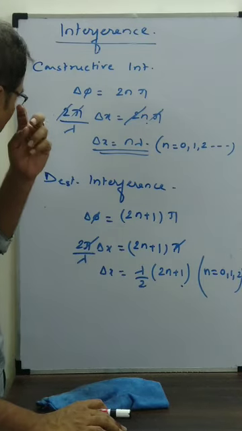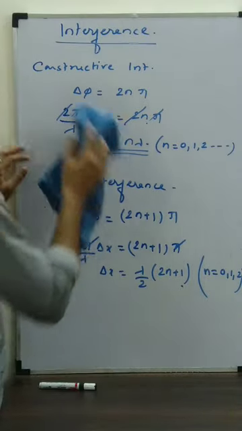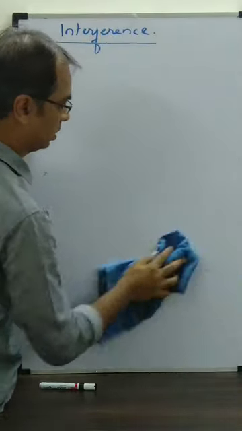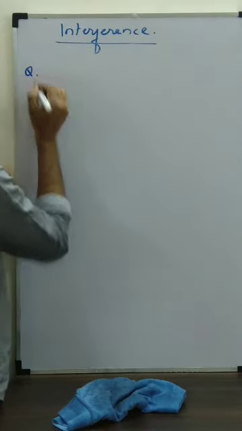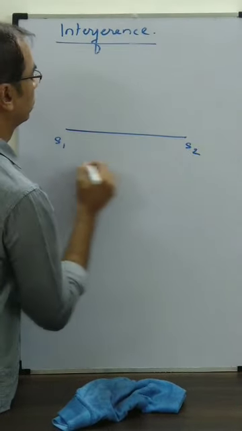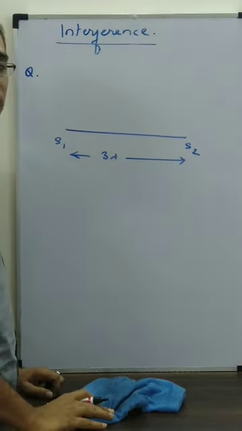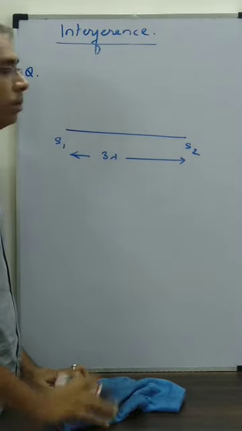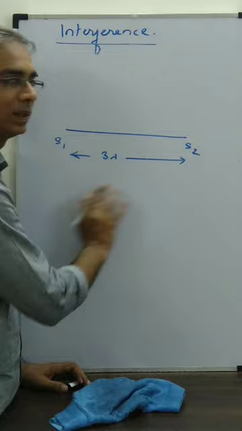Okay, so based on what we learned as far as constructive and destructive interference, some basic questions again we are going to solve. Okay, so let us see. Now suppose here the question is, there are two sources, S1 and S2, and suppose that the distance between them is 3 lambda. Now the question is, how many maximum intensities are possible between them?